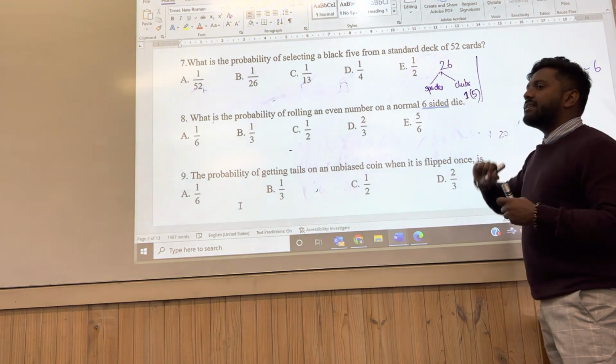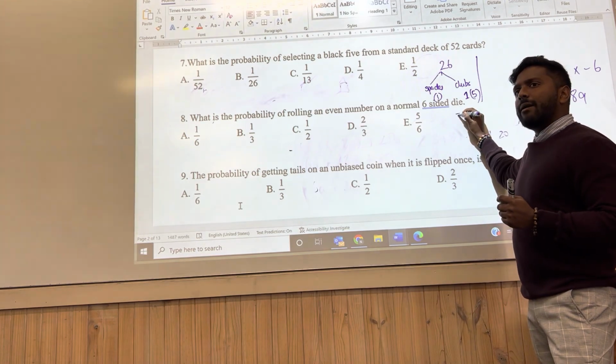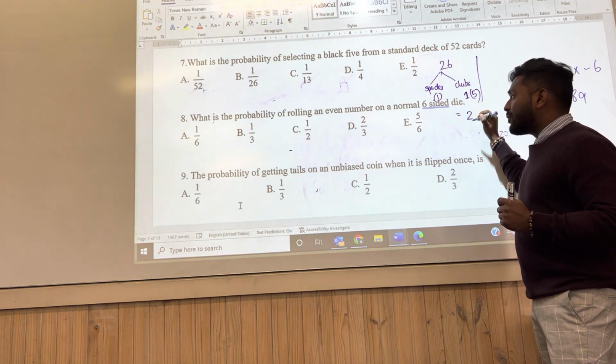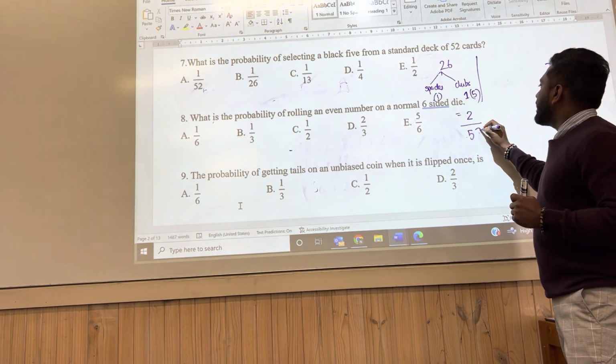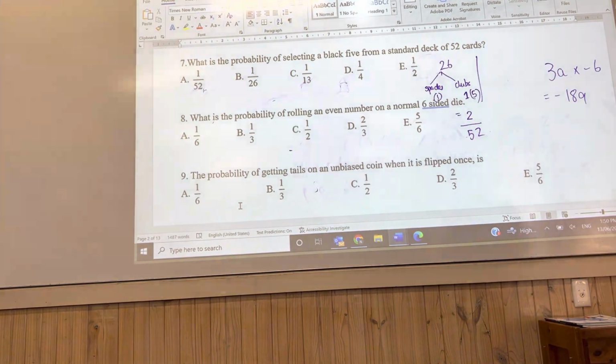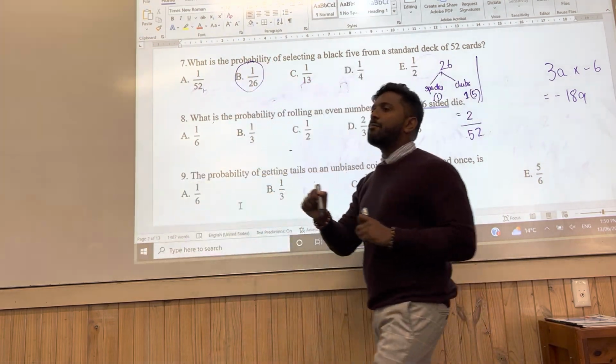Okay, and then how many 5s are there in that one? 1 as well. So what does that mean? How many are there altogether then? 2. How many cards are there? 52. Okay, a lot of people didn't simplify this in the exam with the short answer questions. What's 2 out of 52? Well done. So that is your answer there, as simplified as possible.